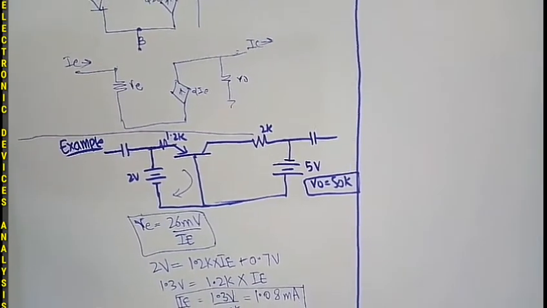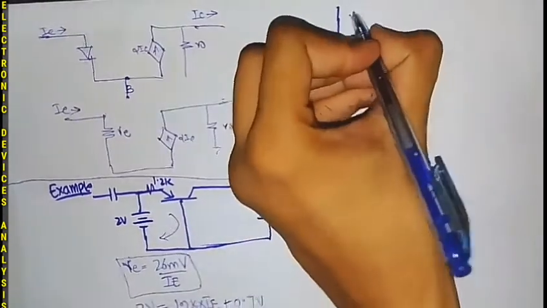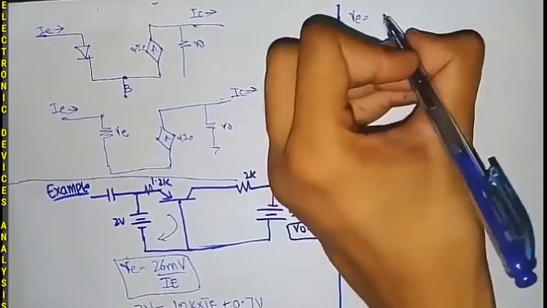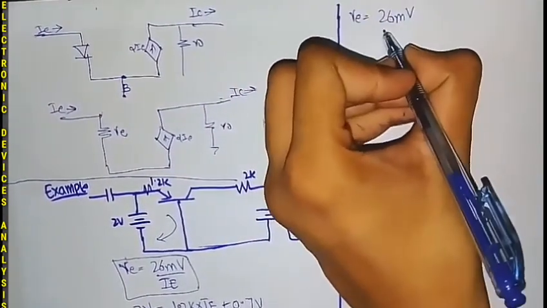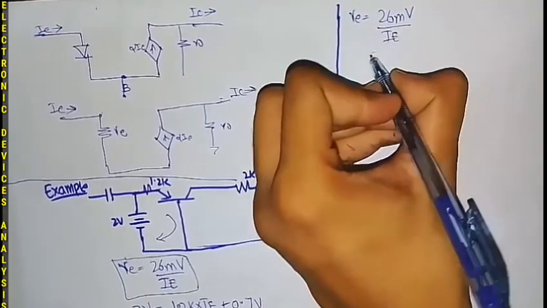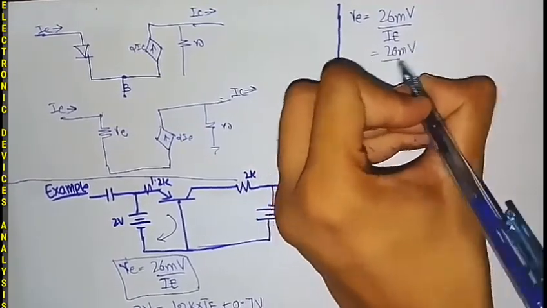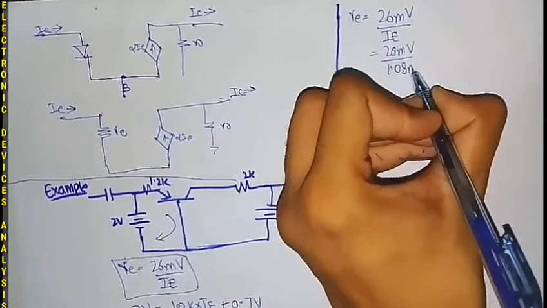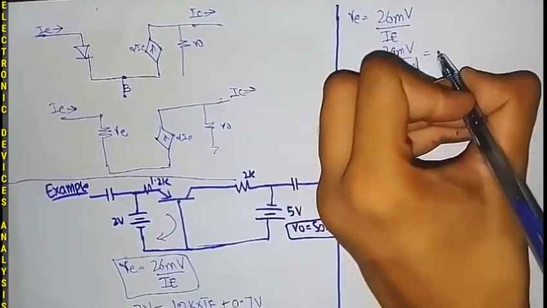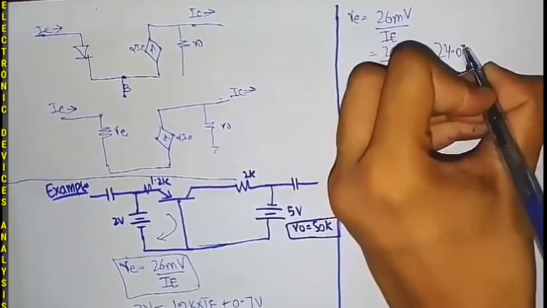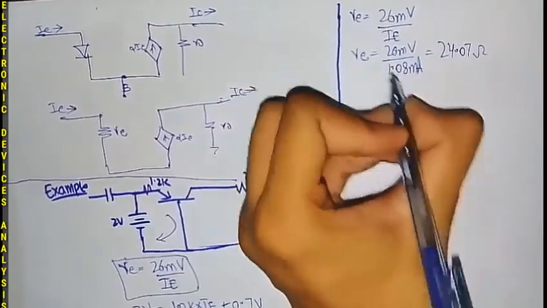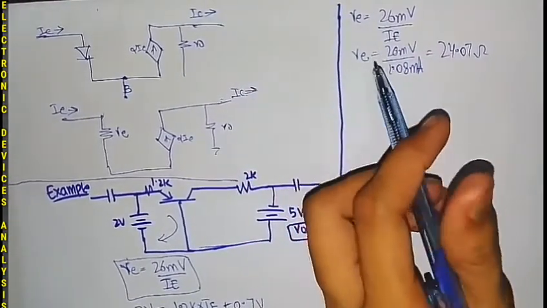Now from the value of IE you can calculate the value of small re. The small re value will be equal to 26 millivolts over capital IE. So this will be 26 millivolts over 1.08 milliamps. So the value of re will be 24.07 ohms. So this will be the AC resistance of the transistor.